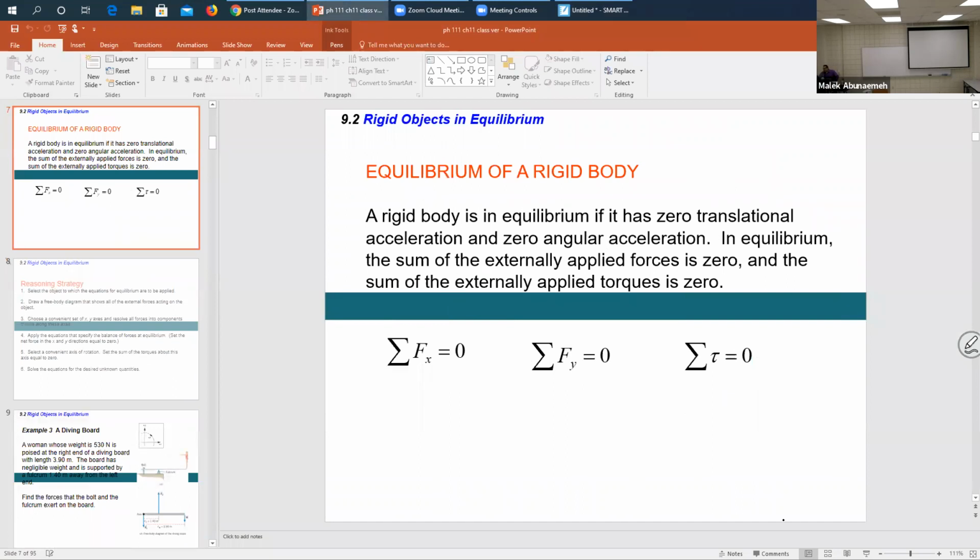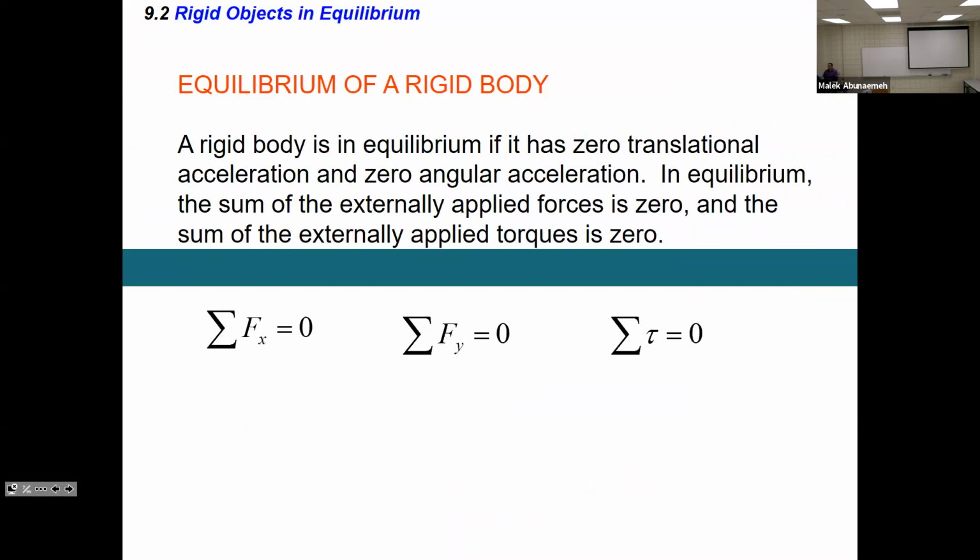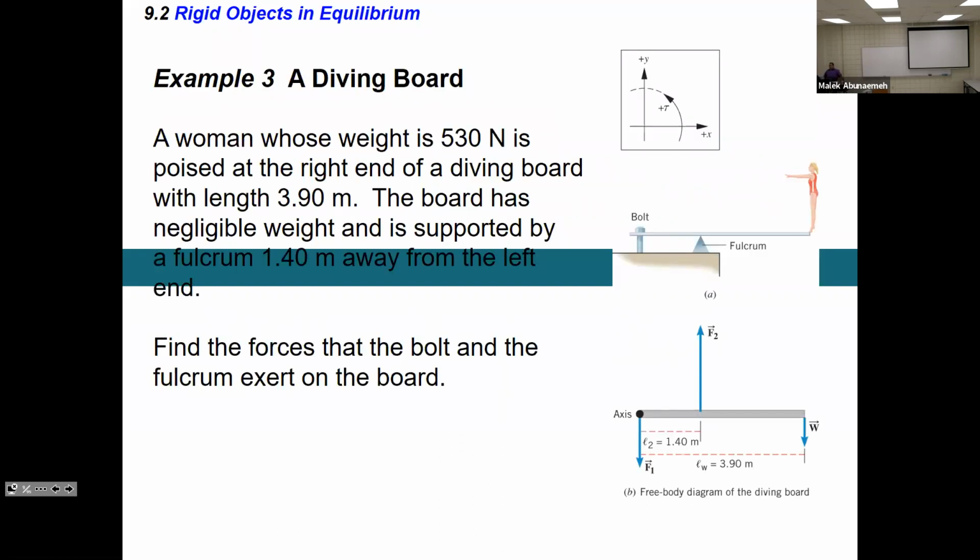Now, a rigid body is in equilibrium if it has 0 translational acceleration and 0 angular acceleration. In equilibrium, the sum of the externally applied forces is 0, and the sum of the externally applied torques is 0. So let's take a look at this question. You've got a woman whose weight is 530 newtons, poised at the right end of a diving board with length 3.9 meters. The board has negligible weight and is supported by a fulcrum 1.4 meters away from the left end. Find the forces that the bolt and the fulcrum exert on the board.